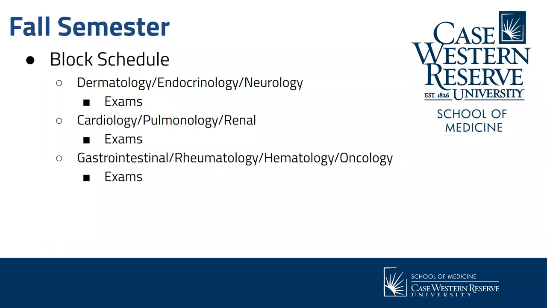And so what happens is our students will go through 4 weeks of class and then have a week of exams where they're going to have exams over dermatology, endocrinology, and neurology. And basically that is going to be physical diagnosis, pharmacology, and then disease process. Okay, so internal medicine. Second block is cardiology, pulmonology, and renal. And then the third block is GI, rheumatology, and hematology, oncology.